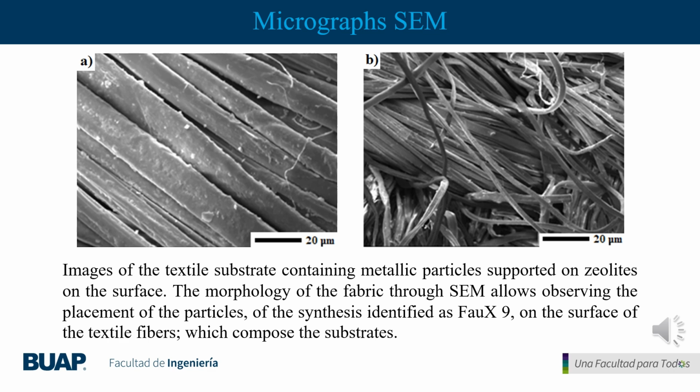Through scanning electron microscopy (SEM), we present to you the images of the textile substrate containing metallic particles supported on zeolites on the surface. In the micrograph identified with section A, we can observe the aggregates on the surface of the fibers, which is an indication of the existence of particles that are now part of the substrate. Likewise, what was observed in the micrographs identified with section B corroborates that there is deposition of the particles in another region of the textile substrate. In short, the morphology of the fabric through the micrographs allows us to infer that particles of the synthesis identified as VX9 could have been placed.